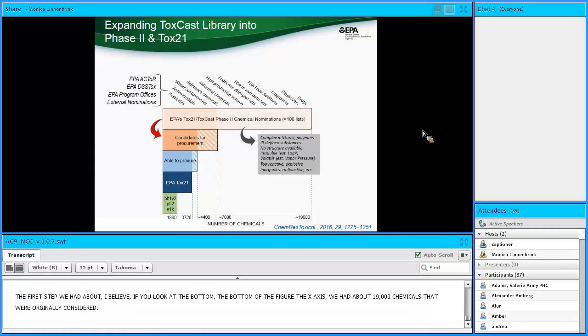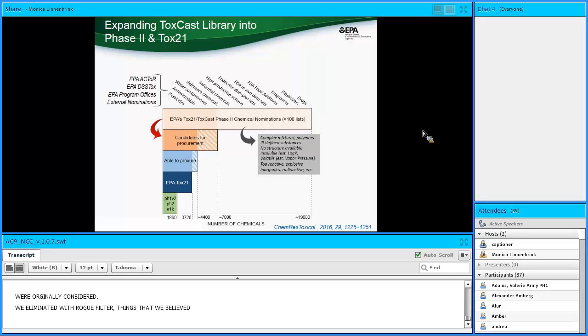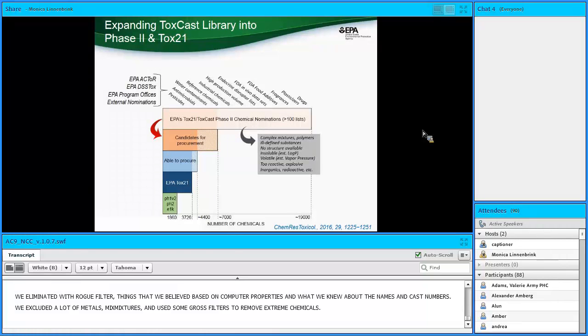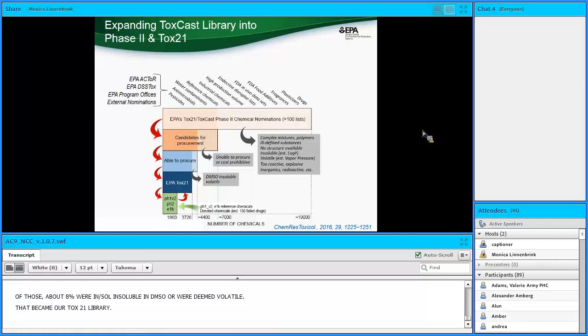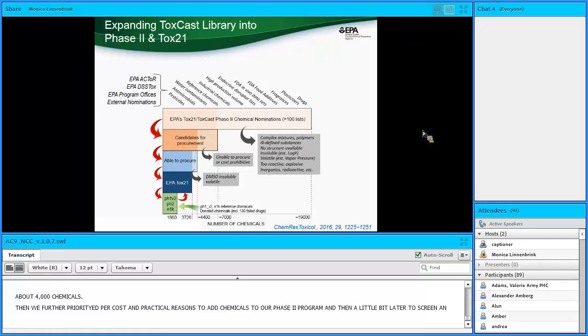We eliminated with just gross filters things that we believed, based on computed properties and what we knew about the names and CAS numbers. We excluded a lot of metals, mixtures, and used some gross filters to remove extreme chemicals. That gave us a list of about 7,000 chemicals that were candidates for procurement. Those went out to a contractor, many of which we were unable to procure or were cost prohibitive. So that brought us down to about 4,400 chemicals that we actually did procure and that became part of our physical library. Of those, about 8% were insoluble in DMSO or were deemed volatile. That became our Tox21 library of about 4,000 chemicals. Then we further prioritized for cost and practical reasons to add chemicals to our Phase 2 program, and then a little bit later to screen an additional 800 or so chemicals in a subset of endocrine assays.